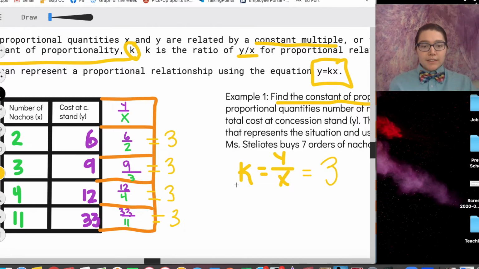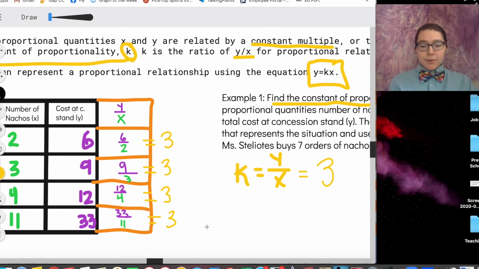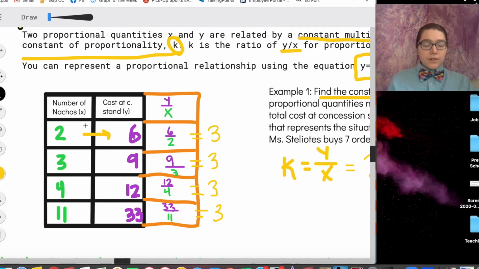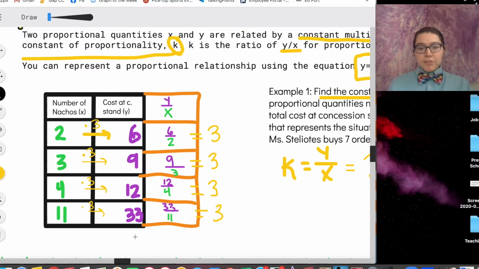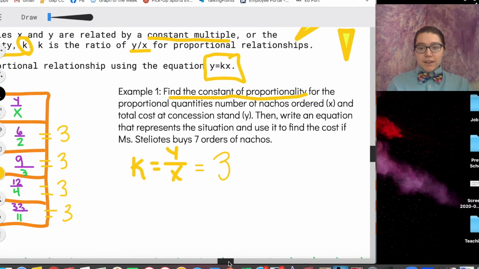Before we keep going, let's see another way we could have seen that in the table. If I look here, 2 times 3 gives me 6. And then 3 times 3 equals 9. 4 times 3 equals 12. And 11 times 3 equals 33. Right? So that's what a constant of proportionality is. It's this constant multiple that I can find by dividing y by x. But it's how I'm getting from x to y. What am I multiplying by? Alright, great. So that's my constant of proportionality.